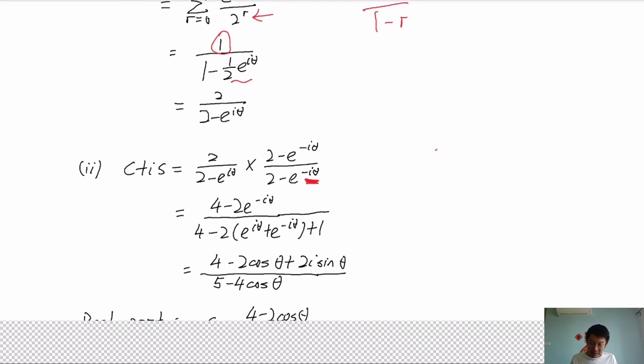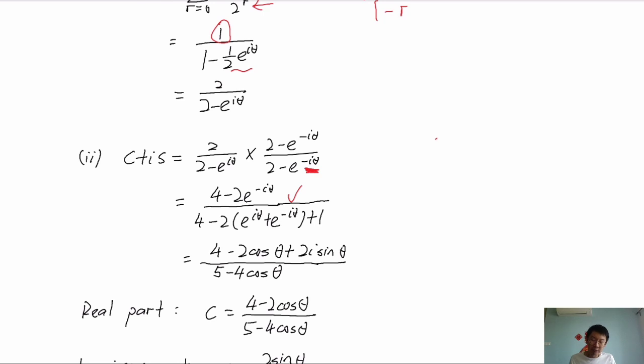After we multiply, the numerator is very easy to handle, so just leave it as it is. For the denominator, once we expand the two terms, we end up with something nice inside: negative 2 in the bracket, e^(iθ) plus e^(-iθ). We know that e^(iθ) plus e^(-iθ) is 2 cos θ, which is a nice result. So tidy up the denominator and we get 5 minus 4 cos θ.